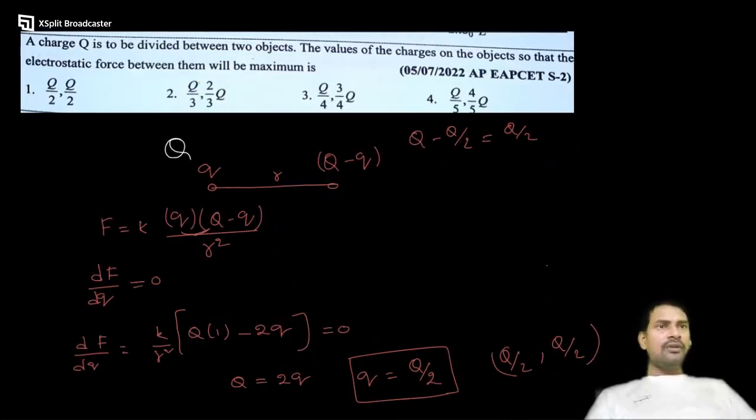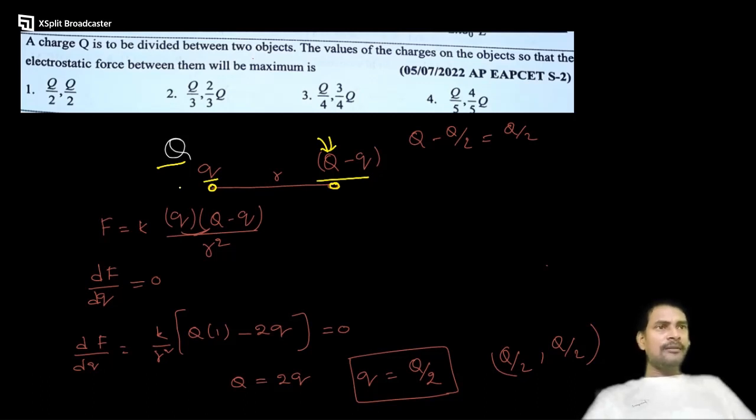A charge capital Q is to be divided between two objects. The values of the charges on the objects, so that the electrostatic force between them will be maximum, is? So we have a charge capital Q. This capital Q is divided between two objects. Let this be object 1 and this be object 2. So I have divided this capital Q into small q and capital Q minus small q. If I add these two, finally I will get capital Q only. This minus q and this plus q will be cancelled. We got the net charge.